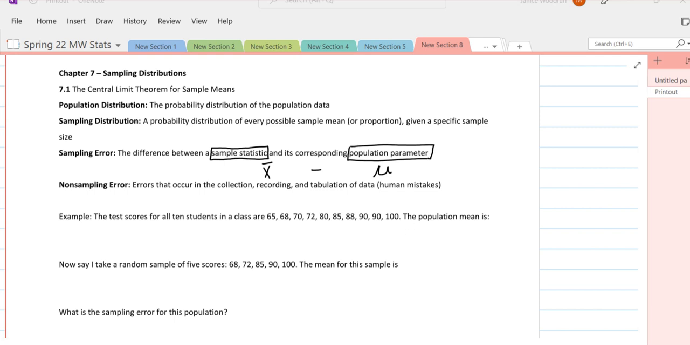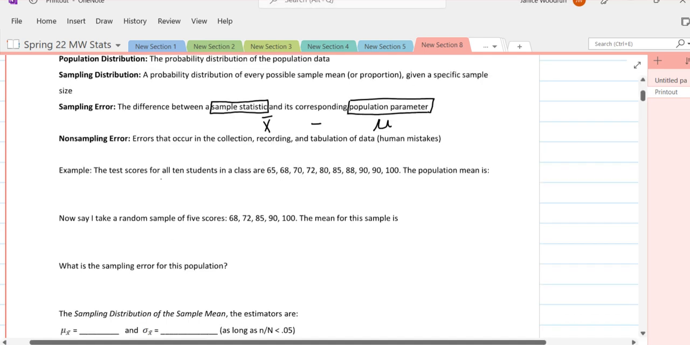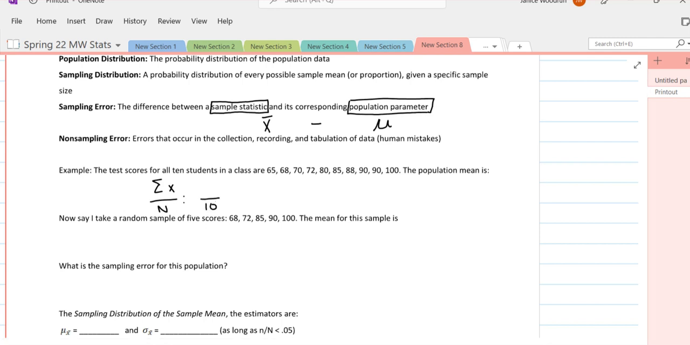All right, so first example is we are going to take the test scores for all 10 students in the class and find the population mean. So we want to add all of those values together. Remember, population mean. We're going to do the sum of our x values over the population size. So there are 10 students in the class. So let's go ahead and find the sum of those values.